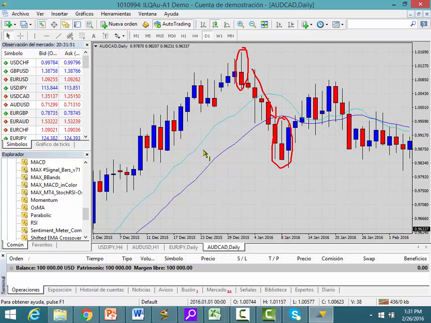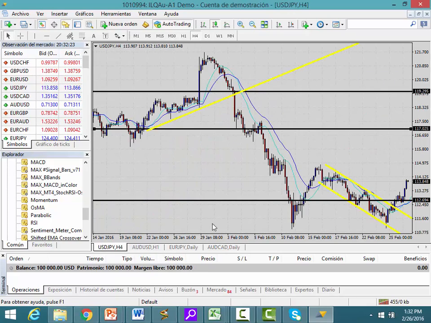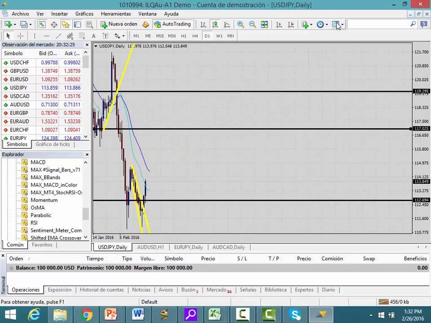These are reversal patterns, so they reverse the prior trend. So if it's going to the upside, it reverses to the downside. If it's going to the downside, it reverses to the upside. Just like we saw with the dollar versus the yen.